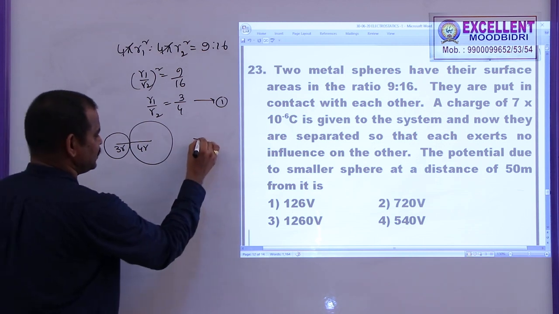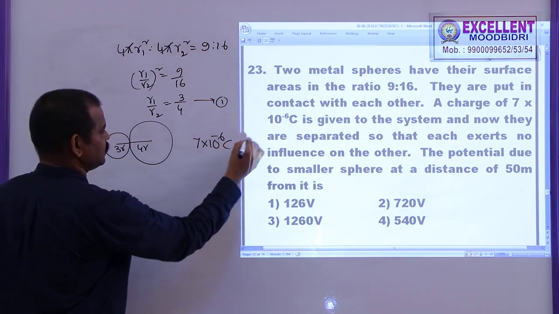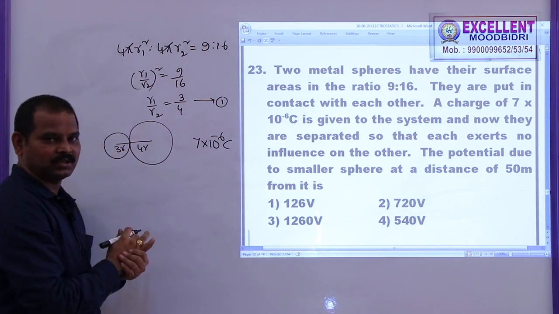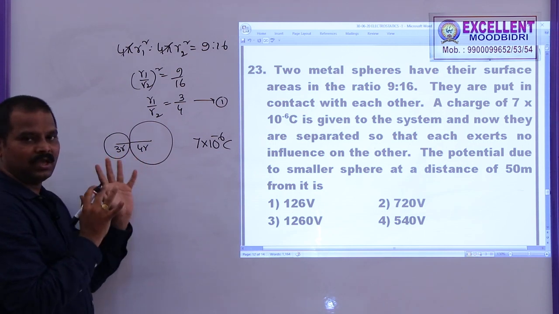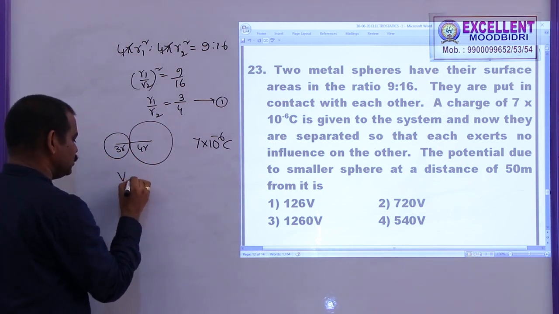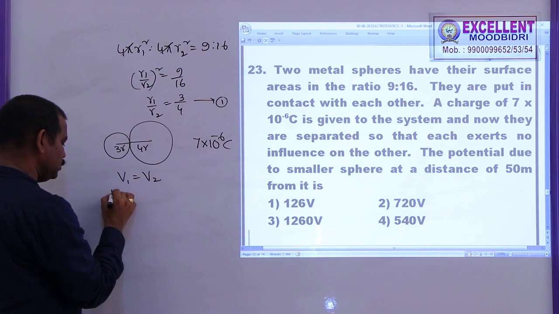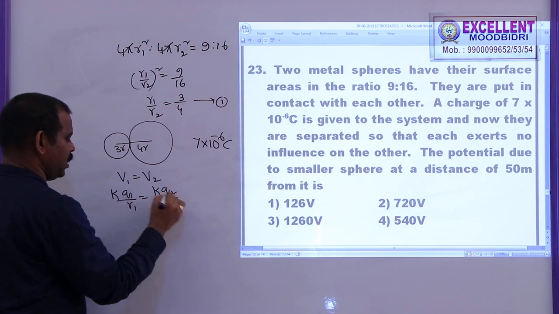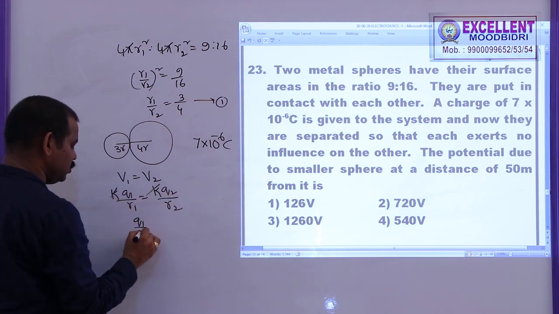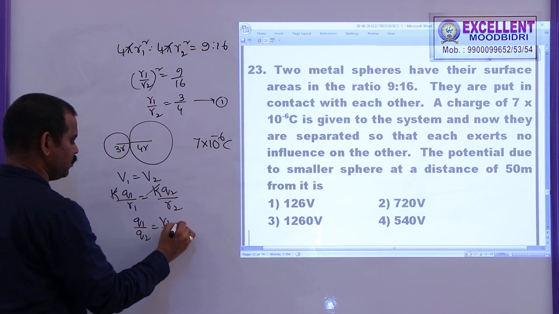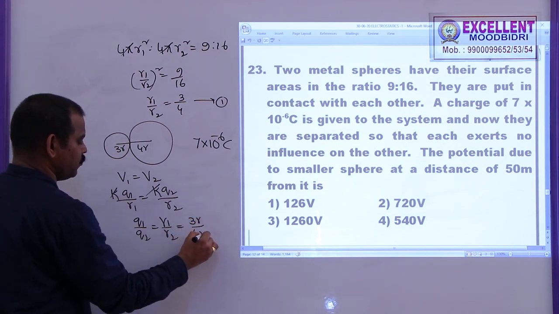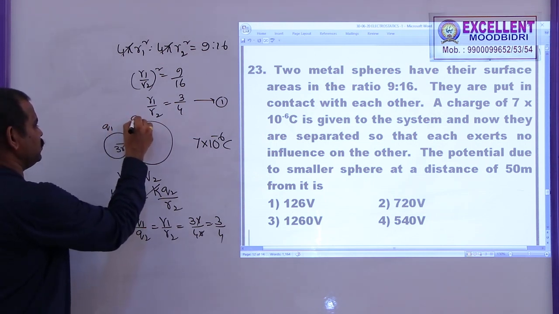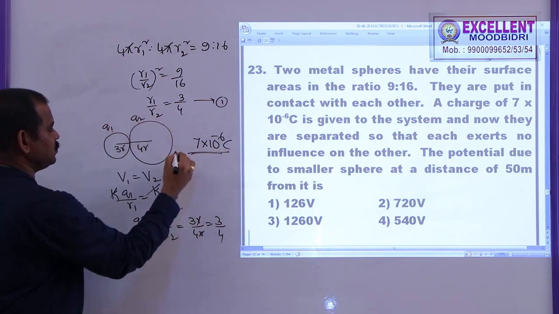Because I am taking the ratio 3:4, let us say this is 3r or 4r. Total charge of 7 into 10 power minus 6 coulombs is given to this one. We know that the charge will spread such that both spheres will have equal potential. So V1 should be equal to V2, that is K Q1 by R1 is equal to K Q2 by R2, K cancels. What is Q1 by Q2? This must be equal to R1 by R2, which is 3 by 4. So the charge on this one is Q1, this charge is Q2, and the sum of these two must be equal to capital Q.